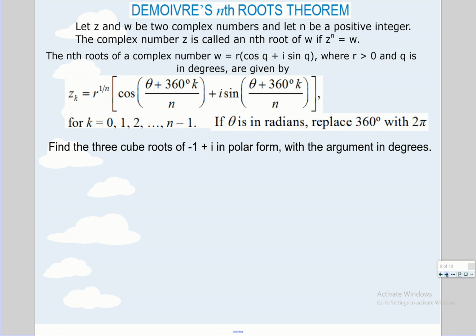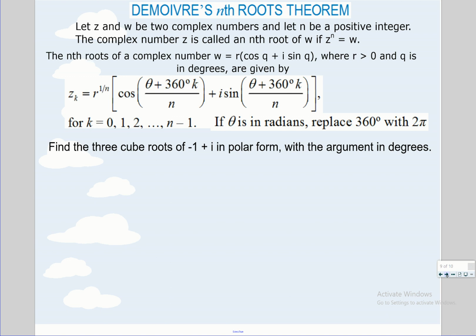If you have a square root, there are 2 of them. If you have a cube root, there are 3 of them. If you have a fourth root, there are 4 of them. So you have to use the formula multiple times. K, when you use the formula, will be used as a value of 0 all the way up to 1 less than your n value.